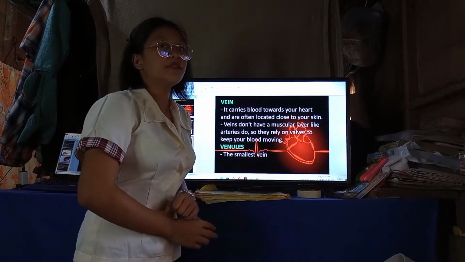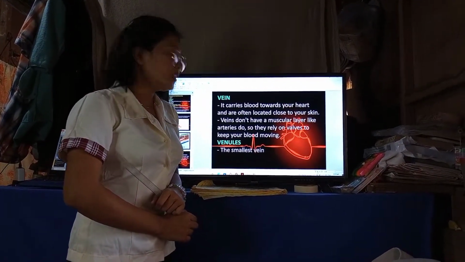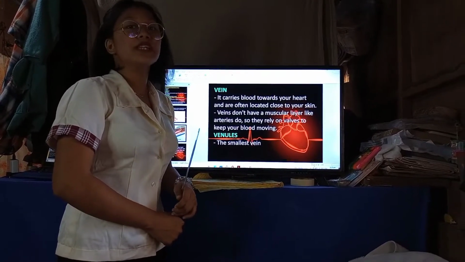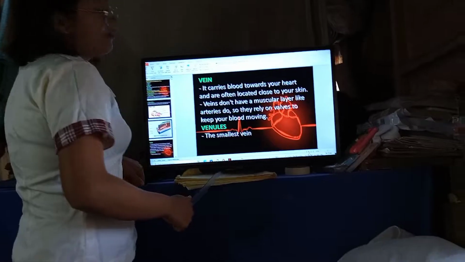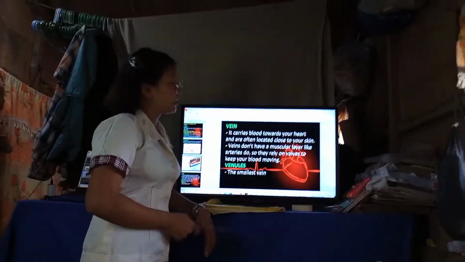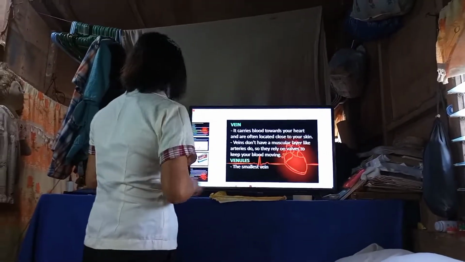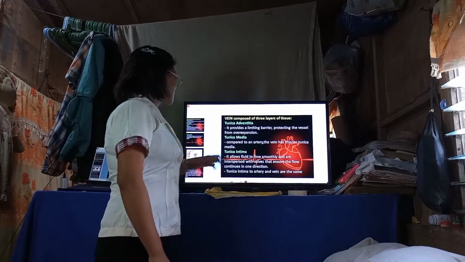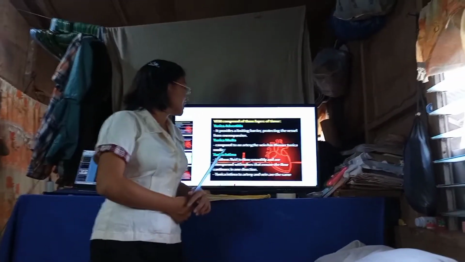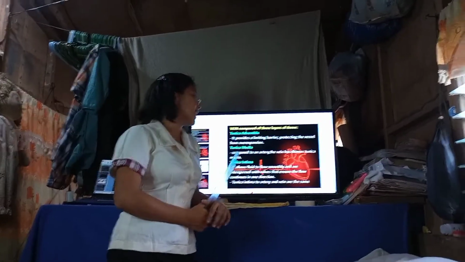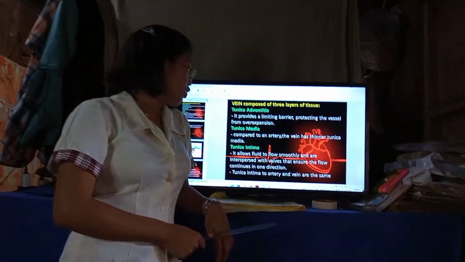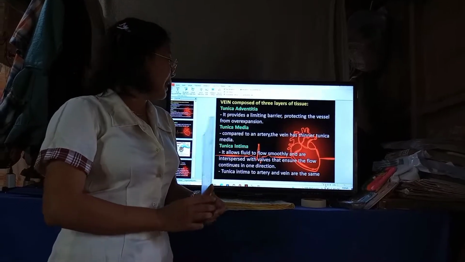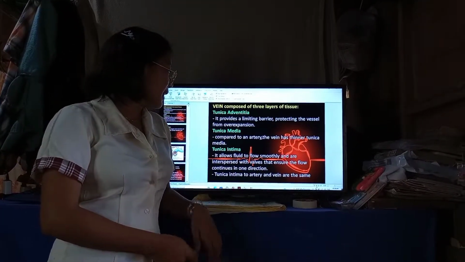So what do you mean by venules? Venules are the smallest veins. Remember that. The vena cava is the largest vein, while the venules are the smallest veins. So a vein is composed of 3 layers of tissue. There are many layers here, 3. This is different, but it is mostly the same with only a slight difference.